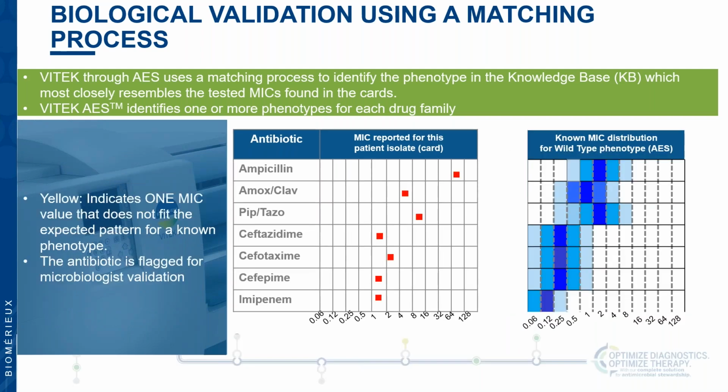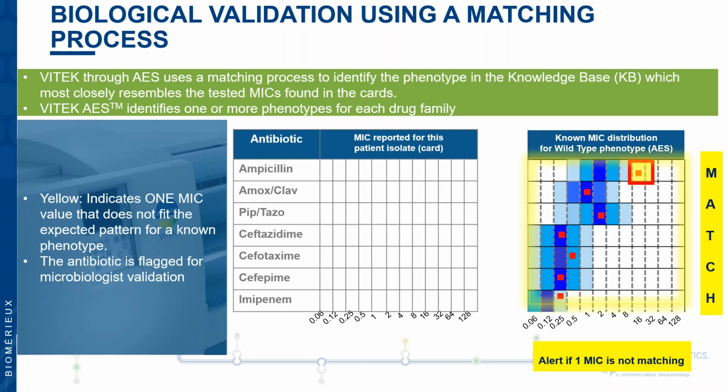The AES will propose a correction to a single MIC when one antibiotic on the entire card doesn't fit into the expected distribution for that phenotype. This will result in a yellow result, consistent with correction. A corrected MIC value is proposed and will allow the isolate to match that phenotype in the knowledge base, and you will have to accept the proposed MIC change. For the example on screen, ampicillin. Having this one MIC out of range is not strange, it's just normal biological variation, but these results will be held for review.